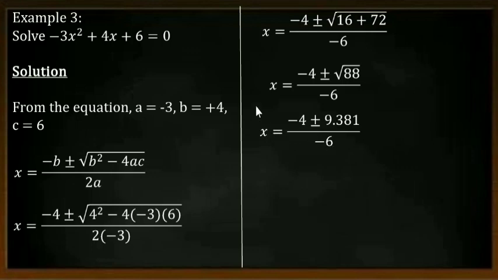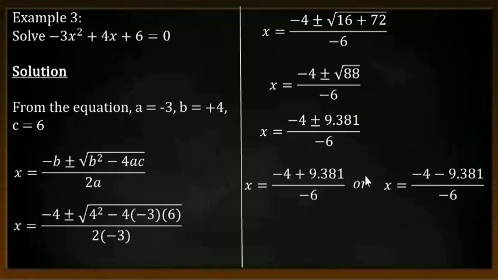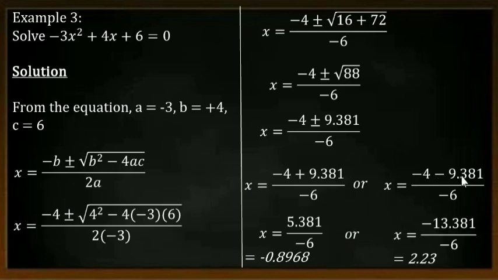9.381. The next step will be to split this equation into two equal halves. So splitting this equation into two equal halves, the first half will take the positive sign and the second half will take the negative sign. So minus 4 plus 9.381 would leave us with 5.381 divided by minus 6. And when you divide these values, you will have minus 0.8968. So minus 4 minus 9.381 would leave us with minus 13.381, and we'll divide with minus 6. These minus signs will cancel out, and when you divide 13.381 by 6, you will have 2.23.